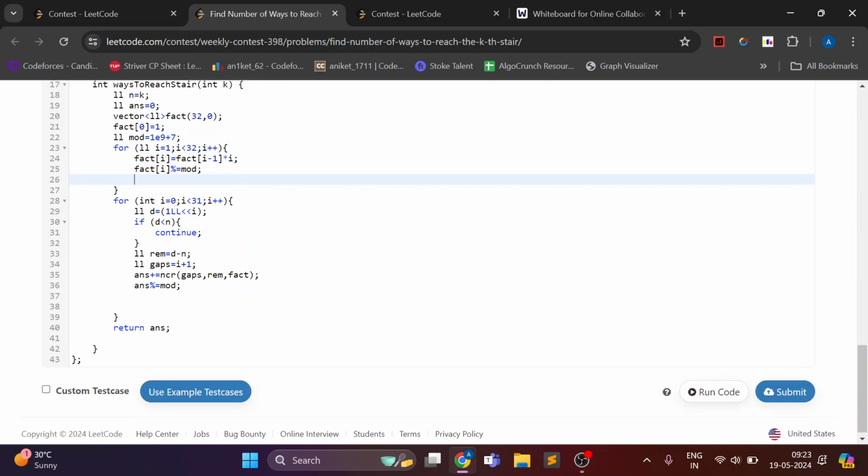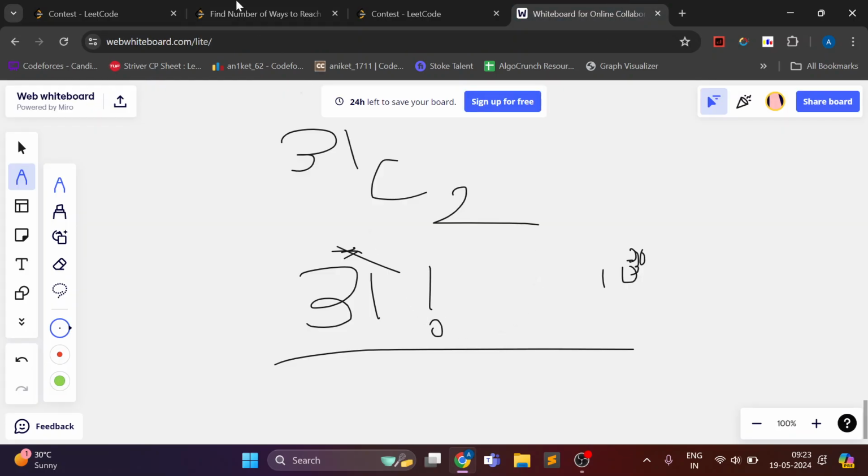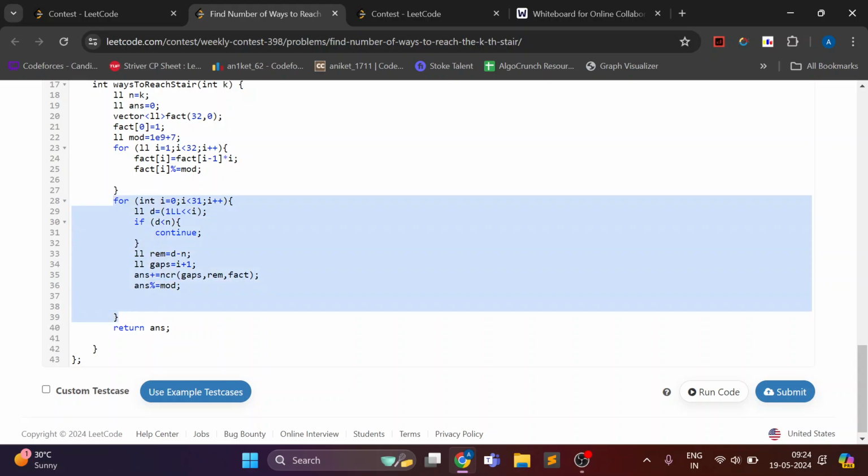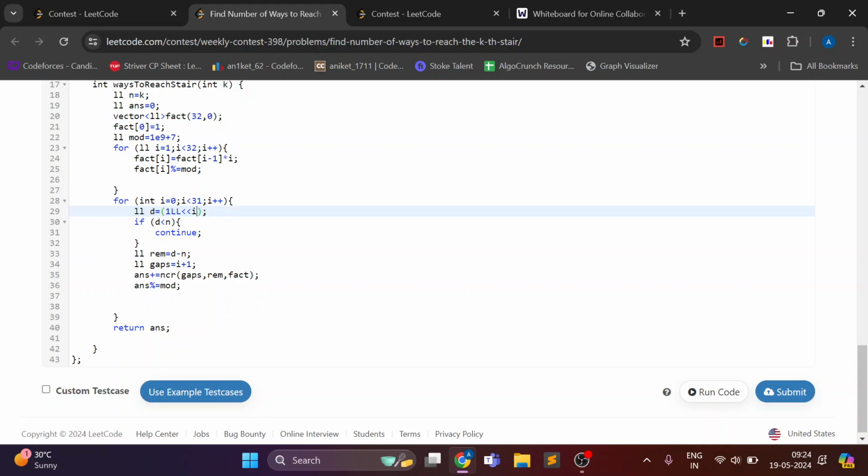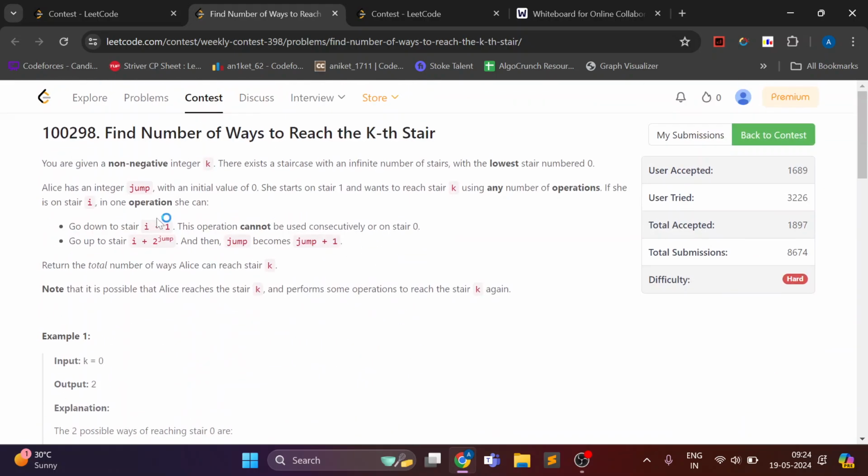And after this I'm fixing j. J means how many powers I am adding, so this is how many additions I am doing. If I am doing 0 additions, that means the jth value is basically -1, so I am not even adding anything. In that case my d value, that is the total positive achieved, will be 1ll left shift i. So for 0 it will be 1, because I also need to consider this additional 1 because she is starting at stair 1.